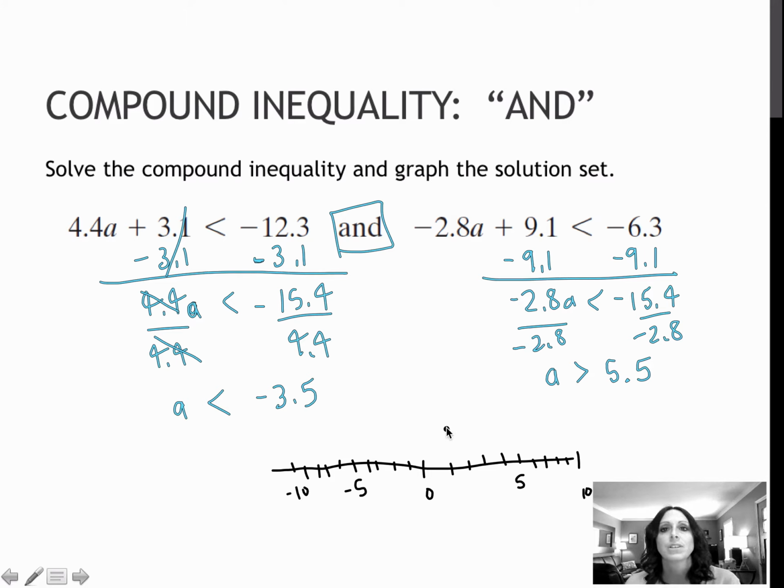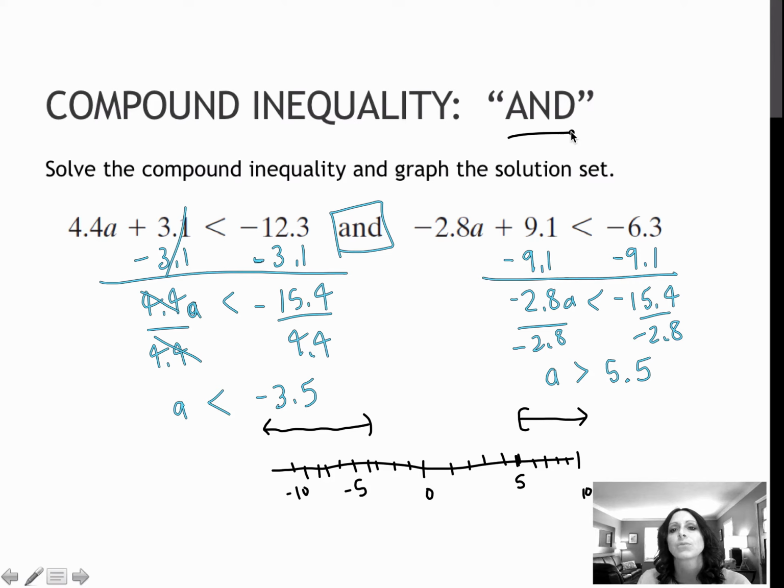Okay, so if I have some sort of graph like this, I know that my first one is a is less than negative 3.5. So negative 3.5 is between negative 3 and negative 4, which is right here. So this is going to be an open circle or open bracket shaded to the left. This one is a is greater than 5.5. So here's 5. I have a horrible number line. Again, I apologize. But 5.5 is here, closed bracket, shaded to the right.